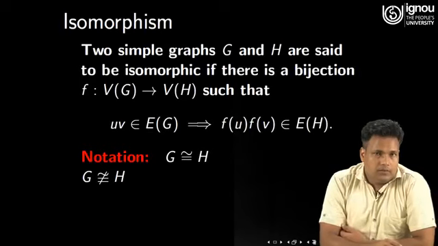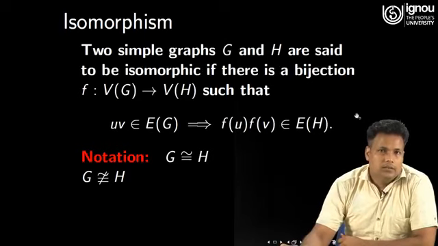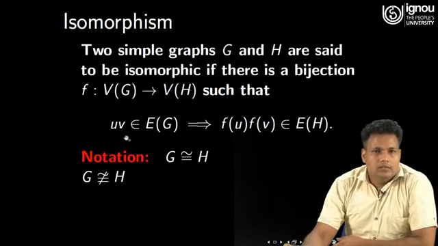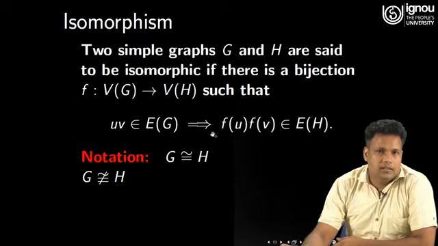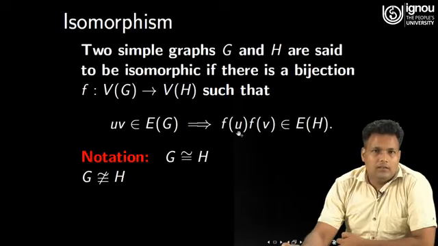Okay, so let's now define formally. Two simple graphs G and H are said to be isomorphic if there is a bijection f from the vertex set of G to the vertex set of H, such that whenever uv is an edge in G, f(u)f(v) is an edge in H. That is, whenever two vertices u and v are adjacent in G, their images under f are adjacent in H.